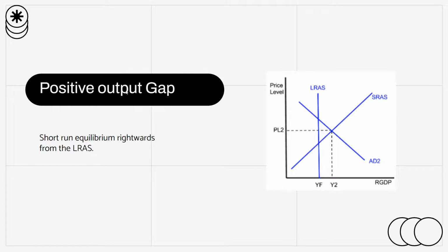Now, what's a positive output gap? Well, it's when the short run aggregate supply and the aggregate demand curve intersect, so basically the short run equilibrium, rightward from the long run aggregate supply curve. Why is this bad? Well, as we talked about in the previous unit, inflation is not good. It has its drawbacks, and the economy is too smooth at this point. The prices are way too high, although unemployment is still not 100% fine.